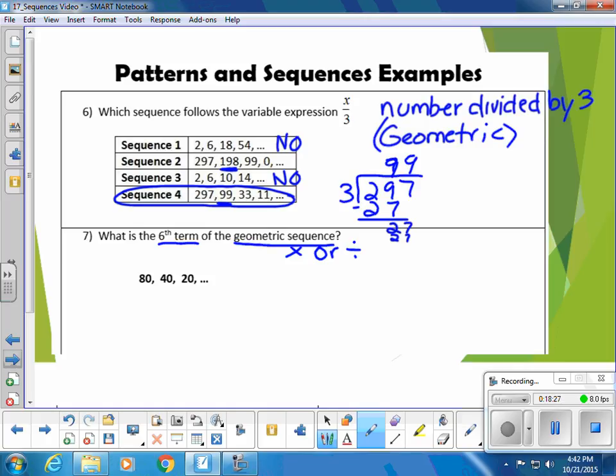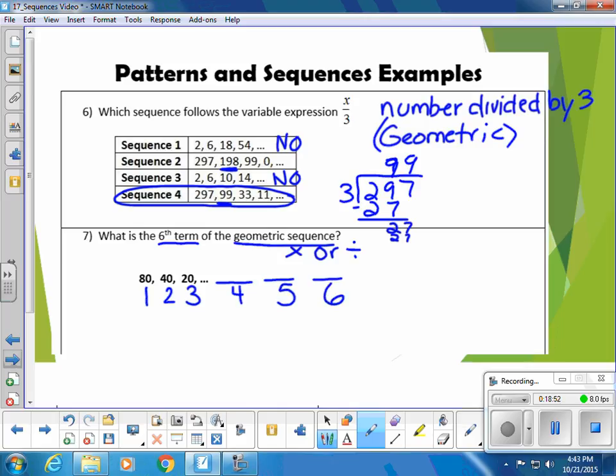So, and now this says the 6th term. Well, that means we're looking for you to extend the sequence out and tell us what it would be later on. Don't assume it's the next number because most of the time it is not. So this is my first term, 40 is my second term, third term is 20. So I need to go 4th term, 5th term, 6th term.